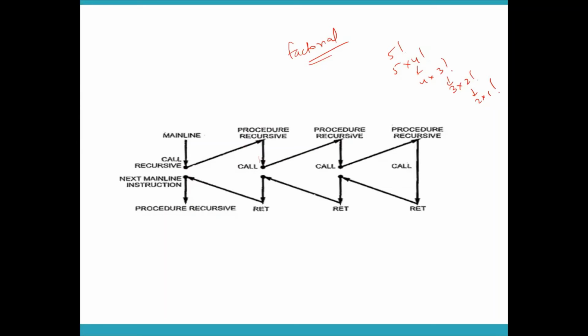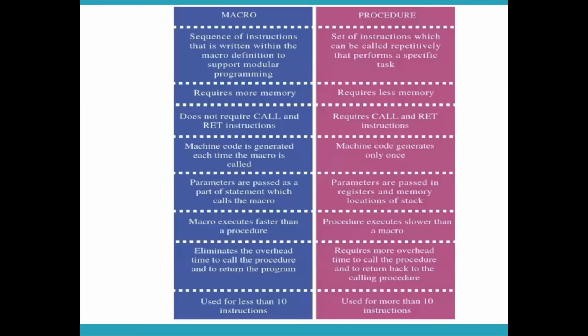For example, factorial is an example of a recursive procedure, right? Because to find the factorial of 10 or 20, you are using the same factorial, you're calling the same factorial procedure recursively. Such procedures are called recursive procedures, okay? So these are two different types of procedures. So what we were discussing is macros and procedures.